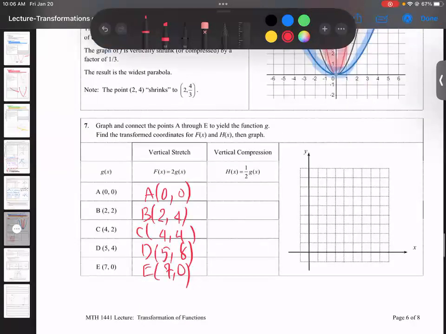Oh, it's a shame they don't graph the black one for you. I thought they gave it, well, we'll do it ourselves. 0, 0 here. I'm doing the g of x. 2, 2 right here. 4, 2 right here. 5, 4 right here. And 7, 0. That's just the x and a step. 5, 6, 7. 2, 4, 6, 7.